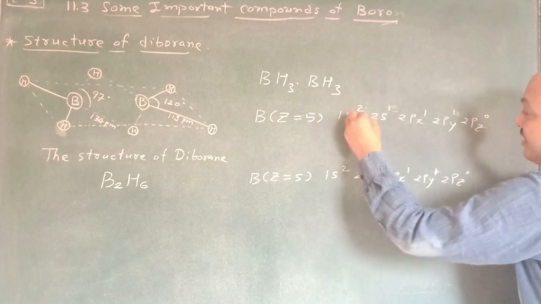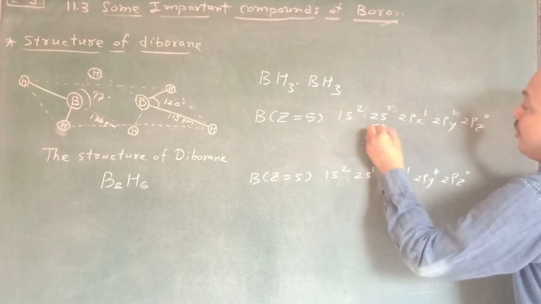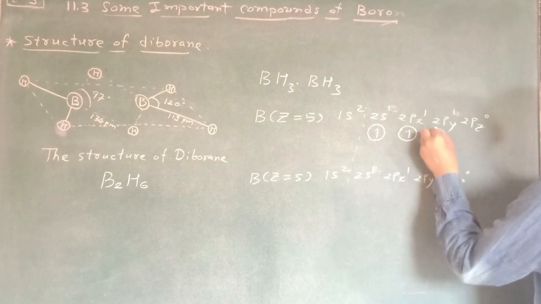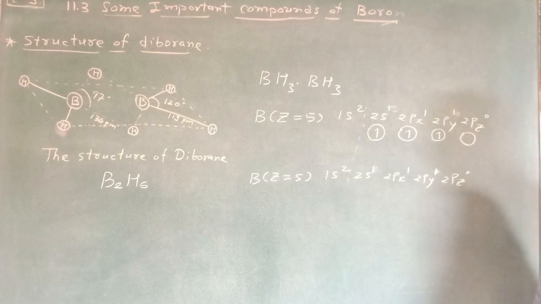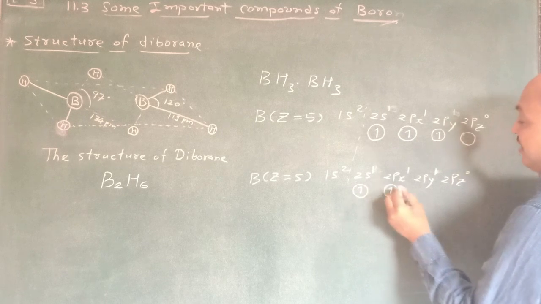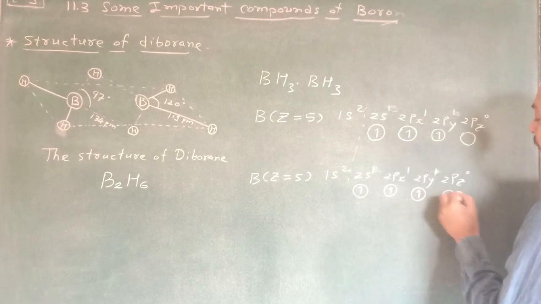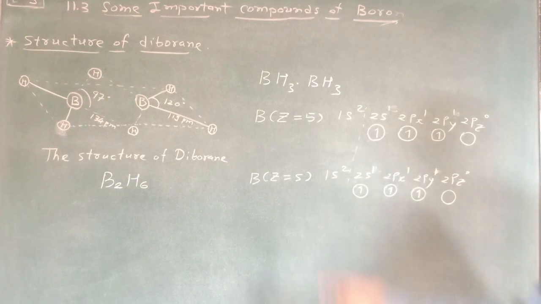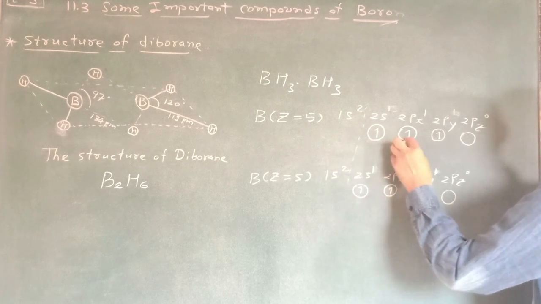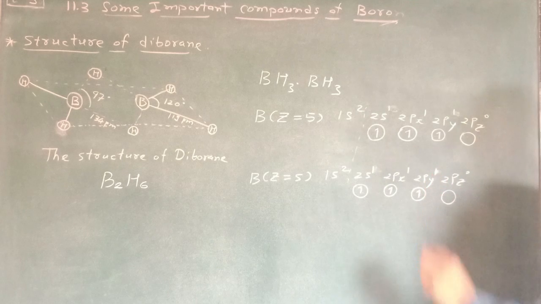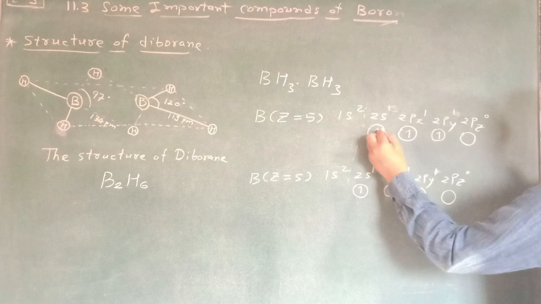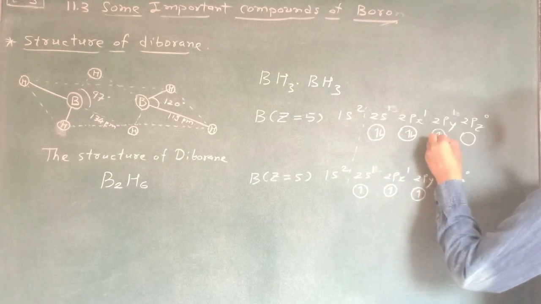So here this is considered as the valence shell. In the 2s orbital 1 electron is present, in px also 1, in py also 1, but pz does not possess any electron. In the same way here 2s 1, px 1, py 1, but pz does not possess any electron. These hydrogens donated their electrons in this way. That means 6 hydrogens are there, and they donated their electrons.